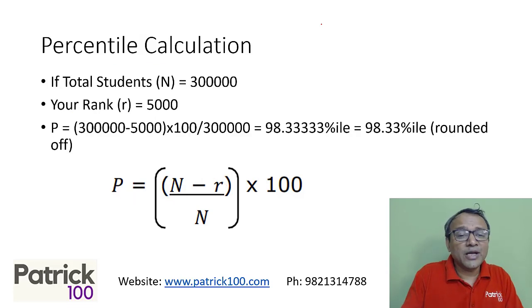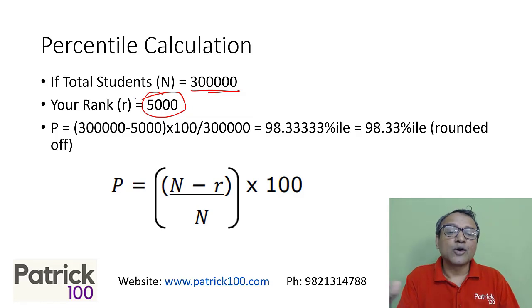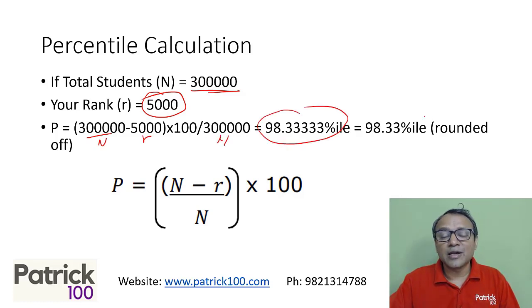Now let's apply the formula. Let's say 3 lakh people are writing the exam. We are assuming there will be less than 3 lakh people writing the exam; I've just taken 3 lakh to round off the number. Say your rank is 5,000 among all the students who have written the exam. In that case, if you calculate n minus R upon n, you get 98.3333 percentile.